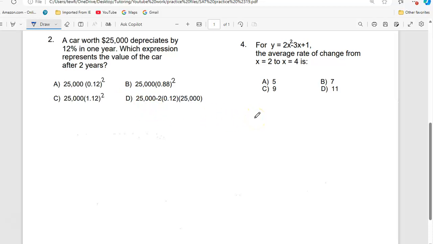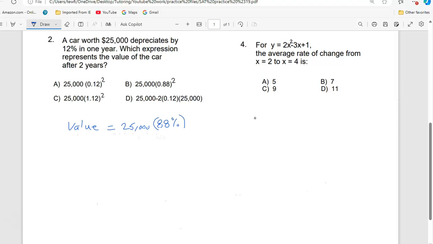So we know the value of the car, after 1 year. First, let's start with 1 year. After 1 year, it will be 25,000 multiplied by, if it's 12% depreciation, that means what's left from the 100%, 88. So multiply by 88%, which in decimal will be 0.88. That's 1 year.